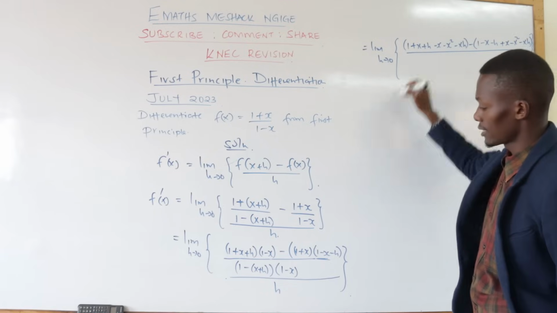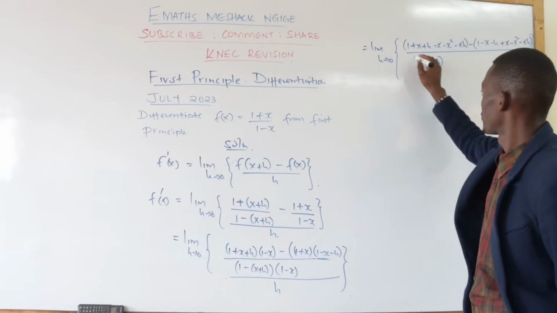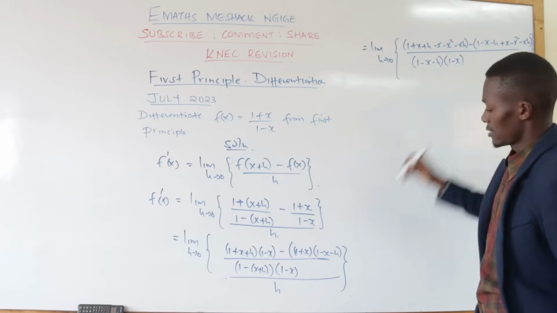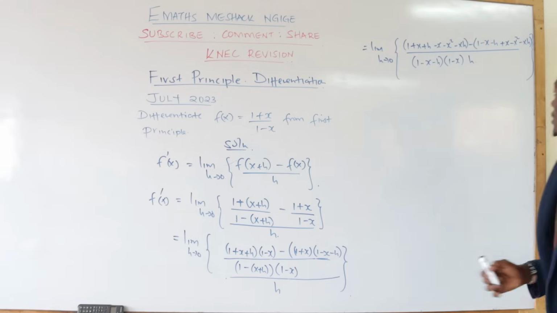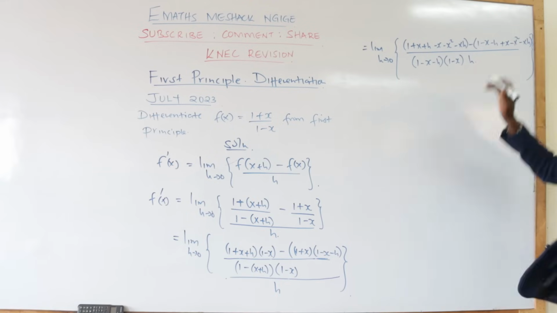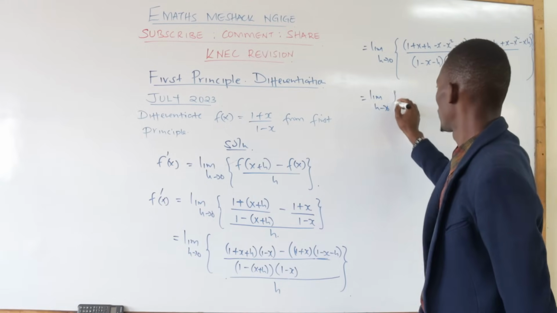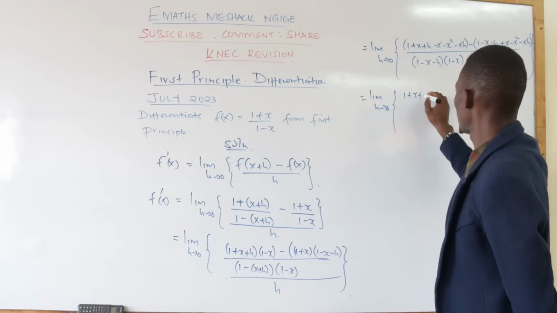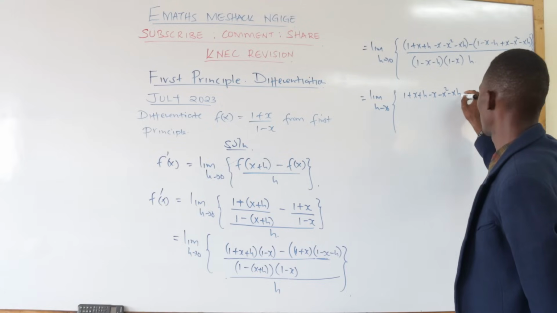here. As you see, you can expand it also, so it is 1 minus x minus h. Then we have this term, 1 minus x, then we have our h. So this and this will be a denominator. Then from there, we open this bracket, so we have limit as h tends to 0, we shall have 1 plus x plus h minus x squared minus xh.